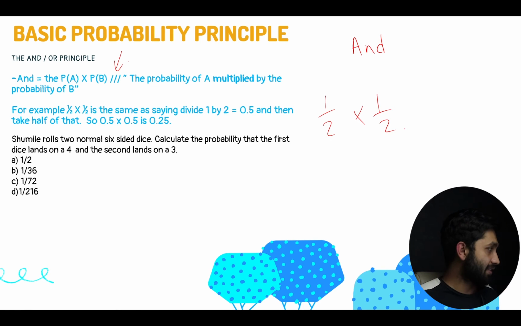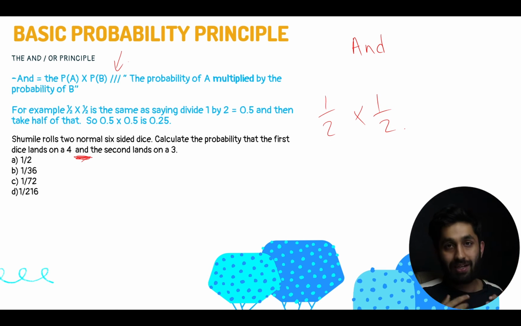So let's take a look at this example here. Shumile rolls two normal six-sided dice. Calculate the probability that the first dice lands on a 4 and the second lands on a 3. The keyword here is and. So in the exam, you really want to have your eyes open and peeled for the keyword and. So we want both 4 and 3.